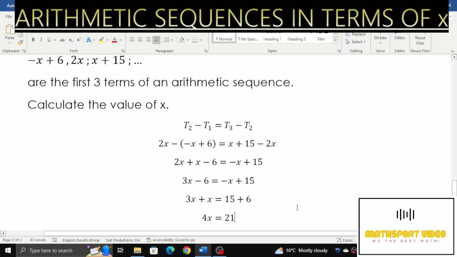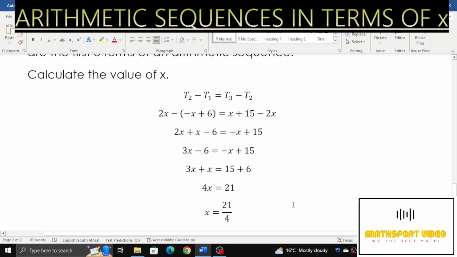Okay, so guys, I hope that this video was helpful to get you to understand what to do if you get an arithmetic sequence in terms of x. Remember, we want to utilize those constant differences, use those brackets, distribute the minus into the bracket, and then from there onwards, it's a fairly simple process of just solving the linear equation, right?